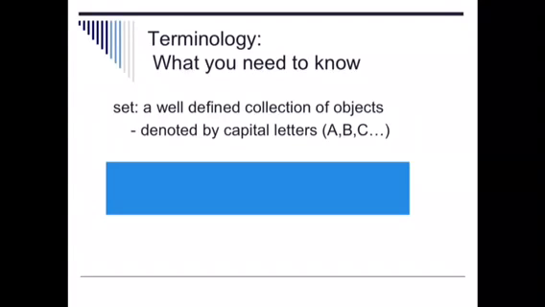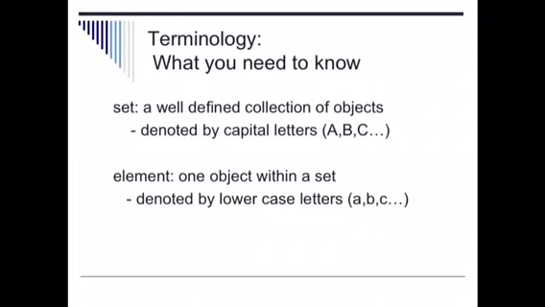In addition to a set, we have element. So a set describes the things, the elements are the actual things, they're the objects within the sets. And they're usually lowercase letters when you're referring to a specific element, like person A, person B, or person C.